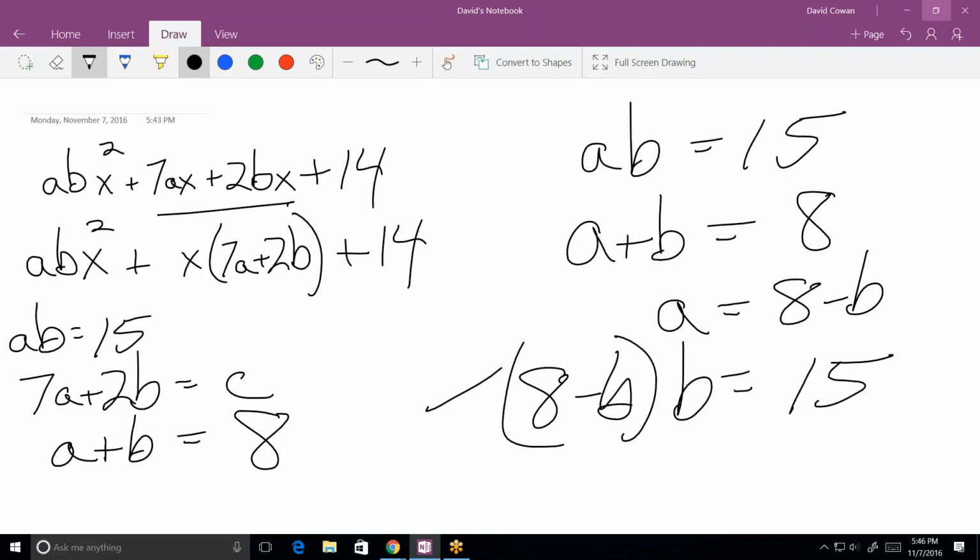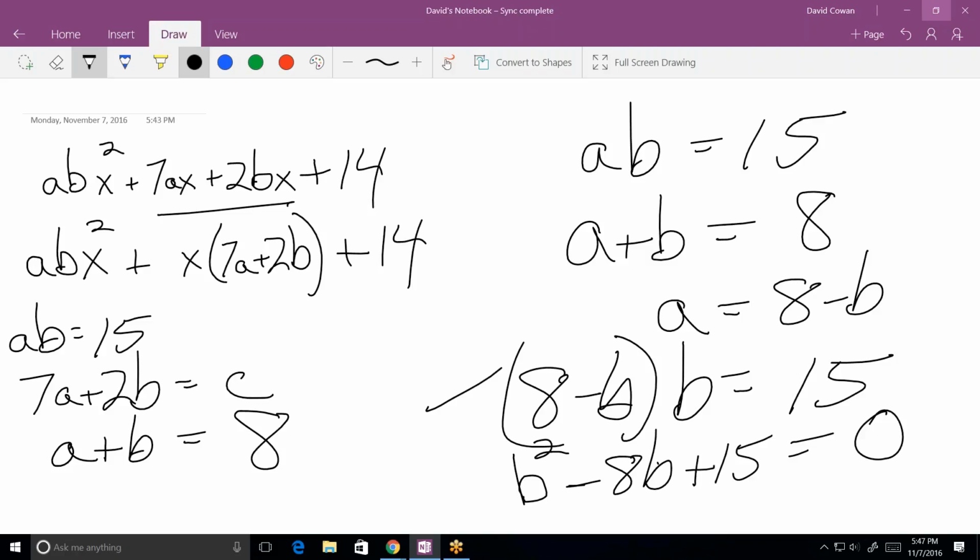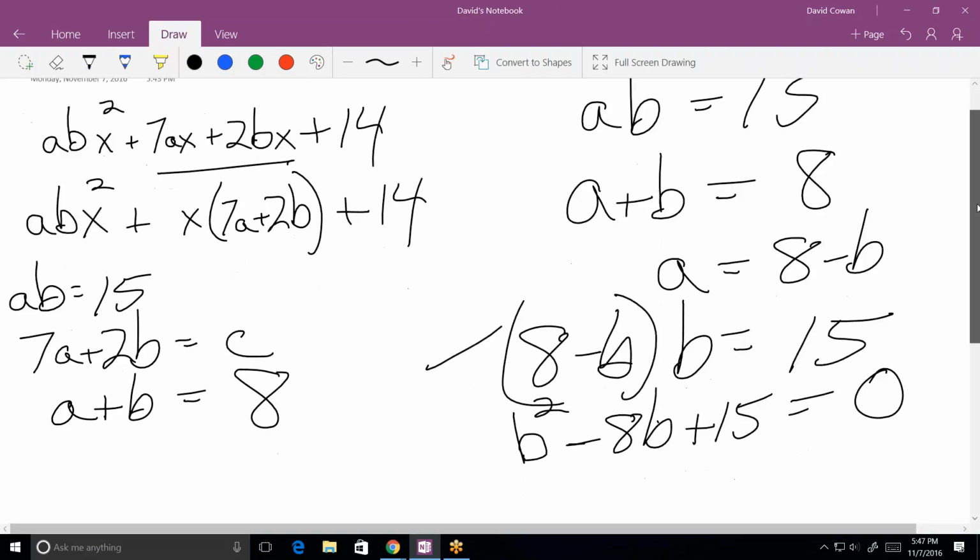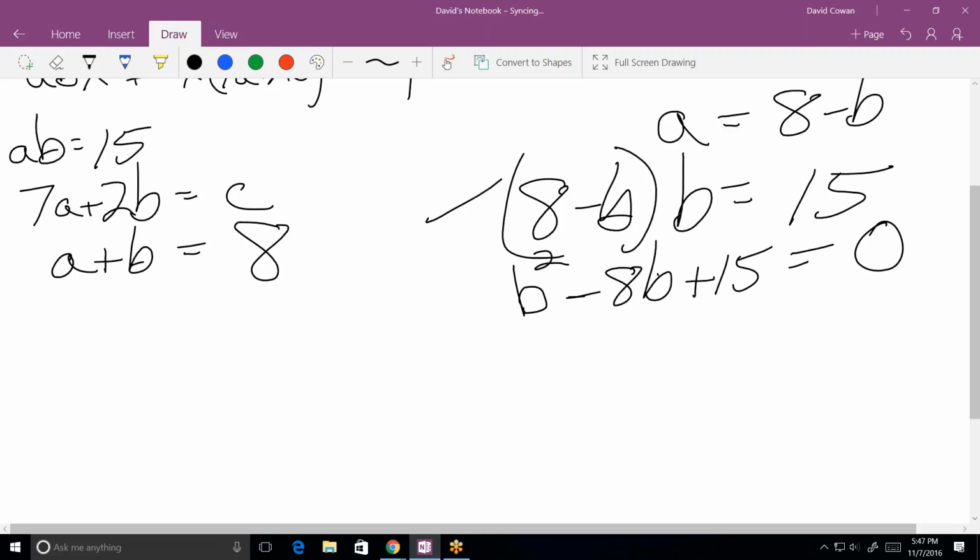That's going to give me b squared. I'm going to move it to the other side. Plus 8b, so minus 8b, plus 15 equals 0. You with me on the right? Yeah. Okay. In other words, I distributed the b, and then I moved both of these terms to the right side of the equation.